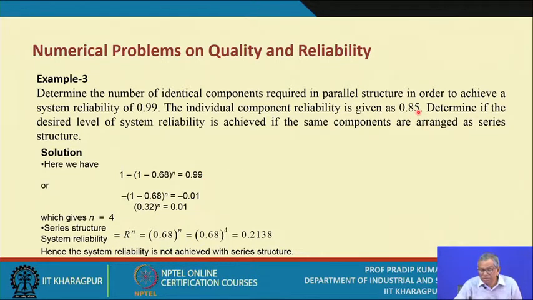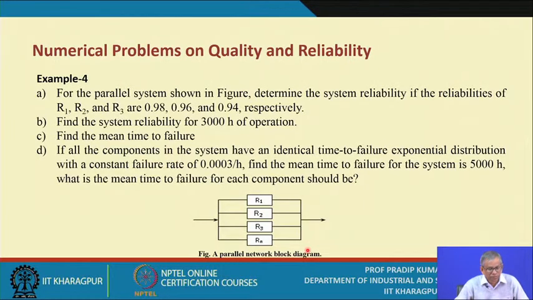So this is 1 minus 0.99, 0.32 to the power n equals 0.01, which gives n equals 4. For the series structure, the system's reliability is 0.68 to the power n. So this is 0.68 to the power 4, that means 0.2138. Hence the system reliability is not achieved with the series structure. It's very clear.